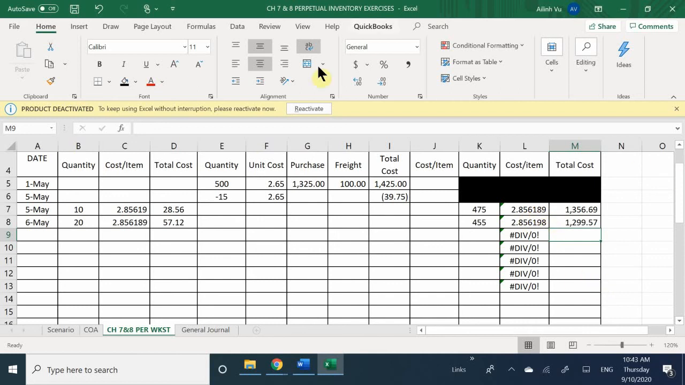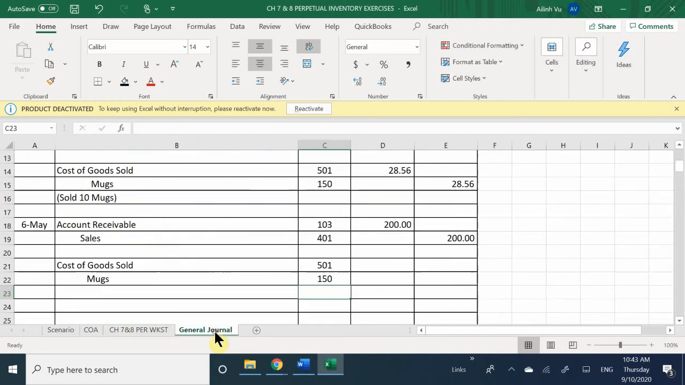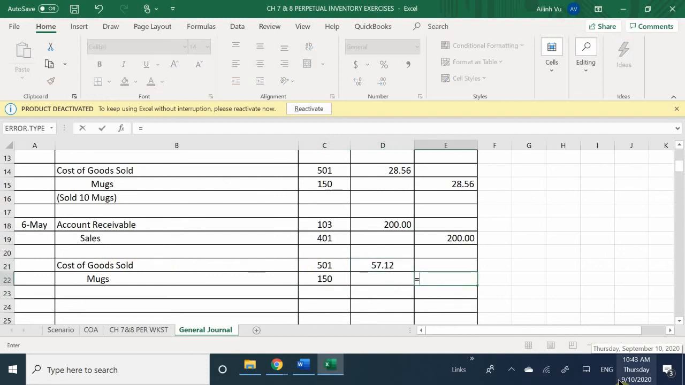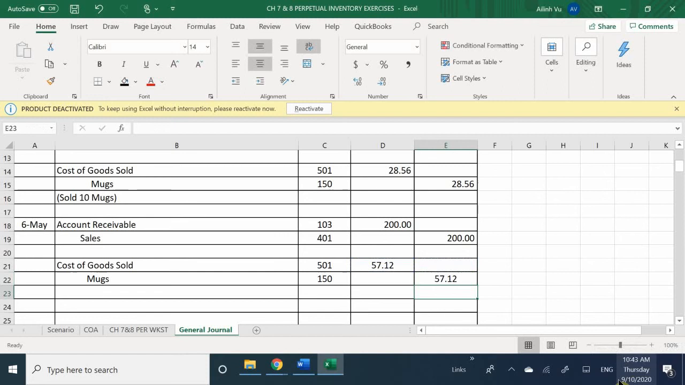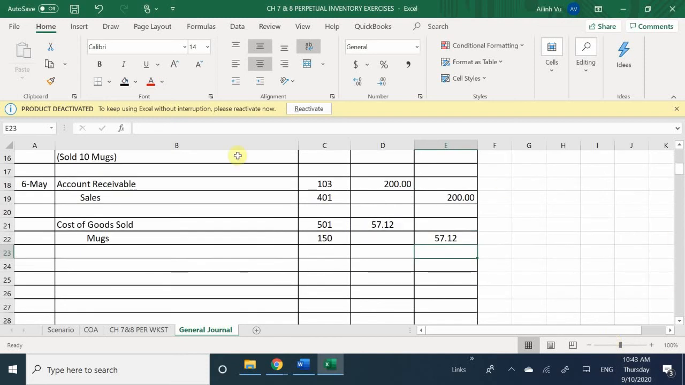Okay, so that's that. I can go ahead and safely remove this since I've updated my inventory. And now I have this piece of information here. I sold $57.12 of coffee mugs. So here, I'm going to go ahead and enter that in for 57.12. Okay, so is everyone good so far?